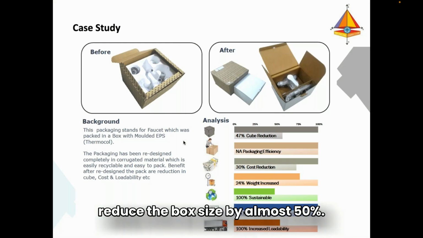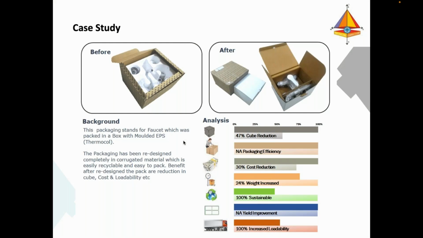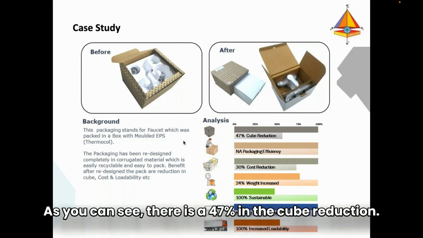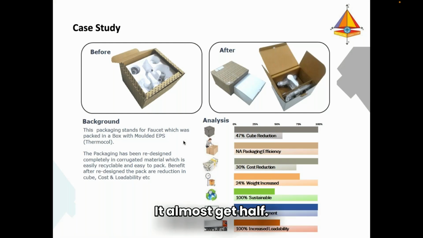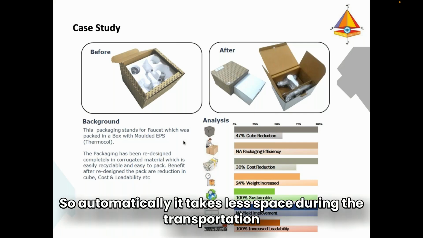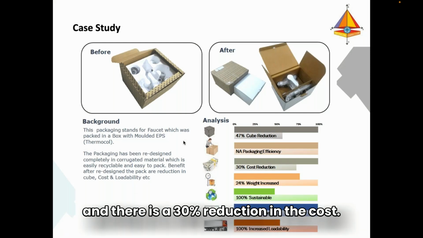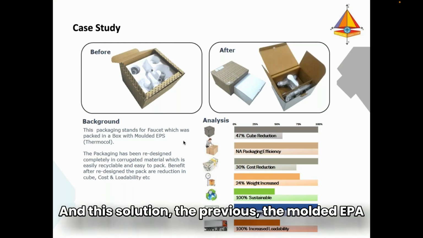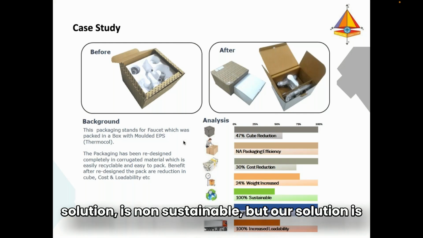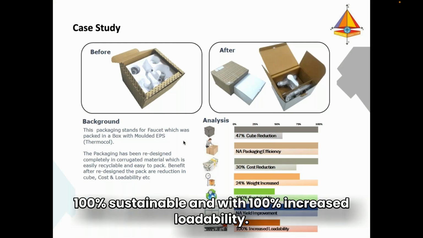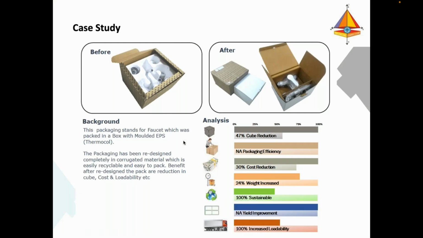the box size by almost 50%. As you can see, there is a 47% cube reduction. It almost gets halved, so it automatically takes less space during transportation, and there is a 30% reduction in cost. The previous molded EPS solution is non-sustainable, but our solution is 100% sustainable, with 100% increased loadability.